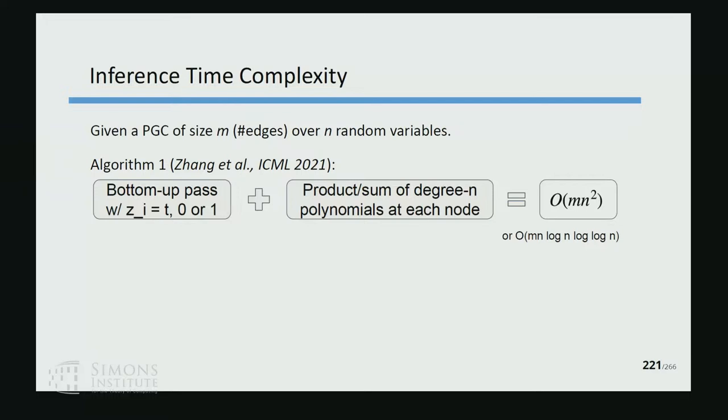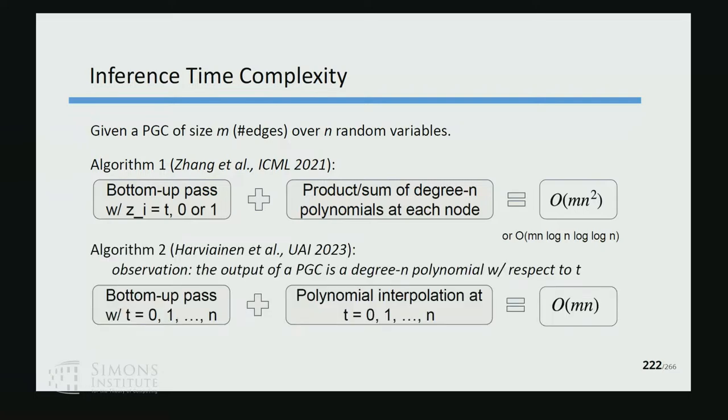Yeah, so this is for m edges and n random variables. So we need to compute this. We have to propagate essentially these n degree polynomials through our circuit, which has this complexity if you do it naively. And here you just use the Fourier transform to multiply the polynomials. So that's efficient, but you can actually do better.